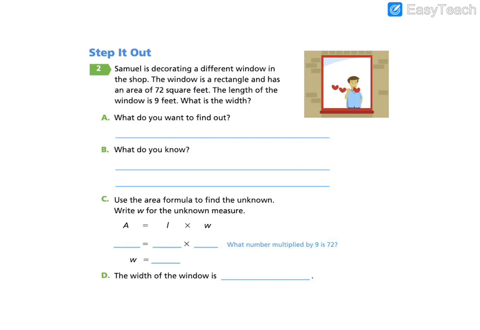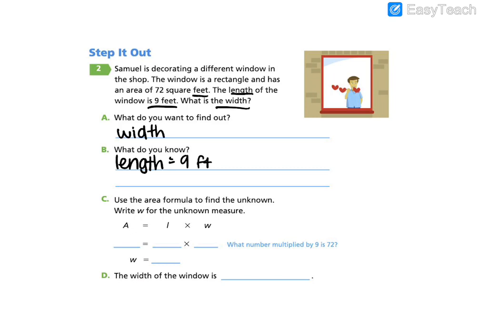Number 2. Samuel is decorating a different window in the shop. The window is a rectangle and has an area of 72 square feet. The length of the window is 9 feet. What is the width? What do we need to find? We need to find the width. We know the length, and the length is equal to 9 feet.